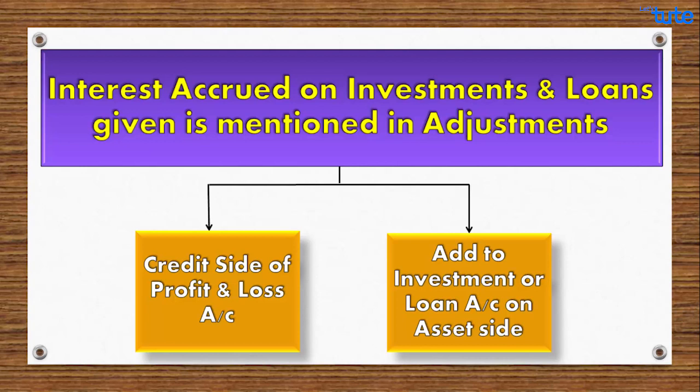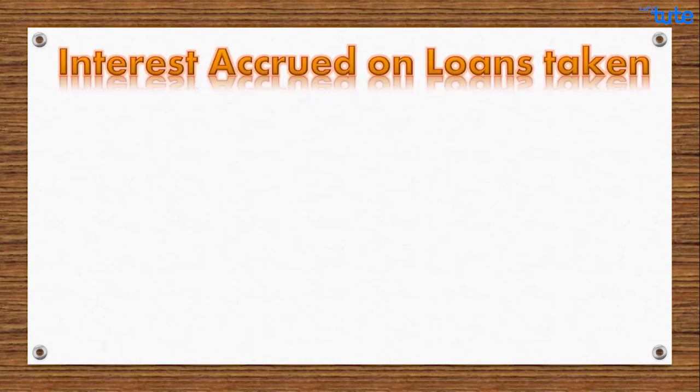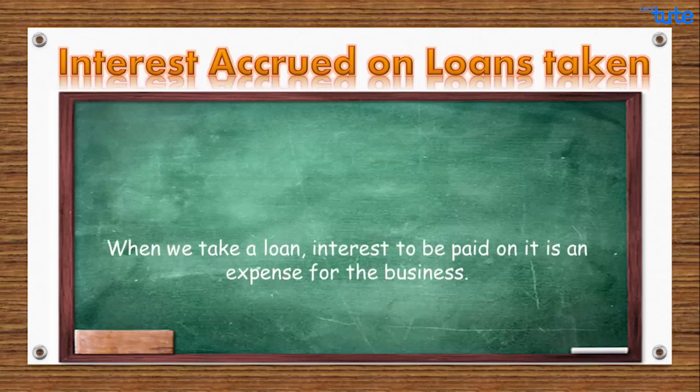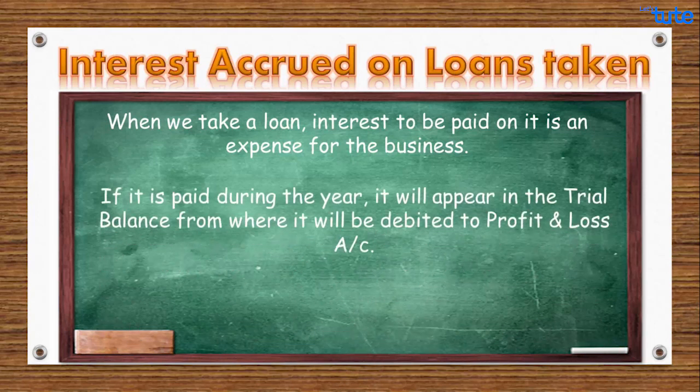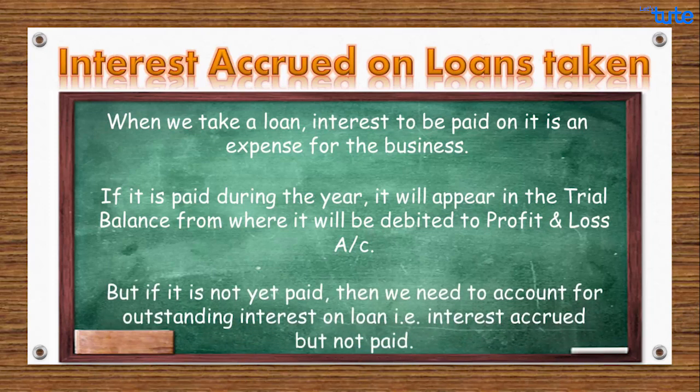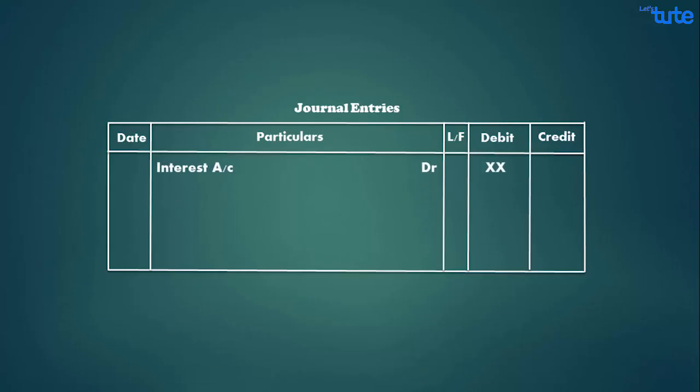The next item from the list of adjustments is interest accrued on loans taken. When we take a loan, interest to be paid on that is an expense for the business. If it is paid during the year, it will appear in the trial balance, from where it will be debited to profit and loss account. But if it is not yet paid, then we need to account for outstanding interest on loan, that is interest accrued but not paid. The entry would be interest account debit to outstanding interest account.